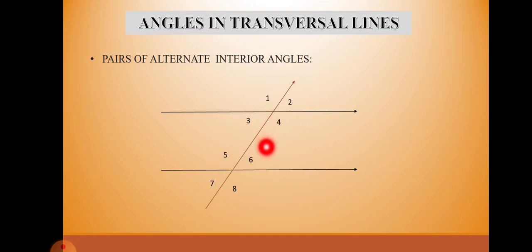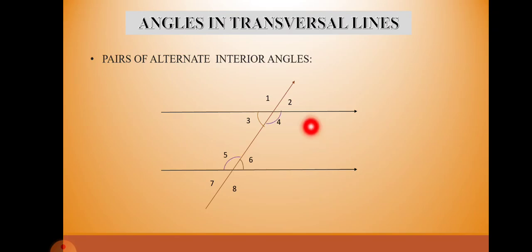In that, alternate means, yes, 3. What is the opposite? Angle 3 is on the left side below. So what is the opposite of left side below? Right side above. What is the angle on the right side above? 6. So the first pair is 3 and 6. Second pair, 4 and 5.